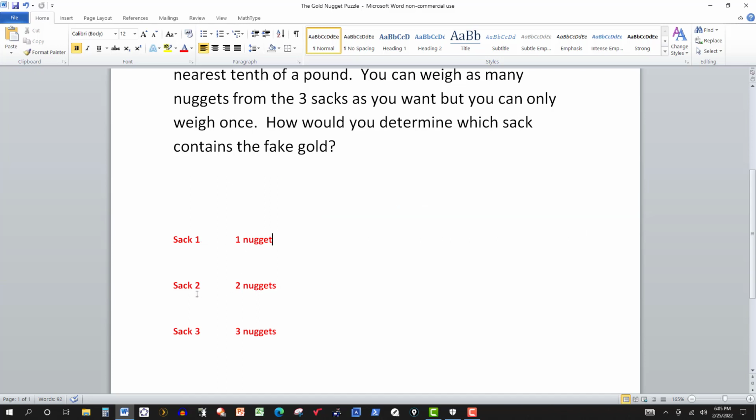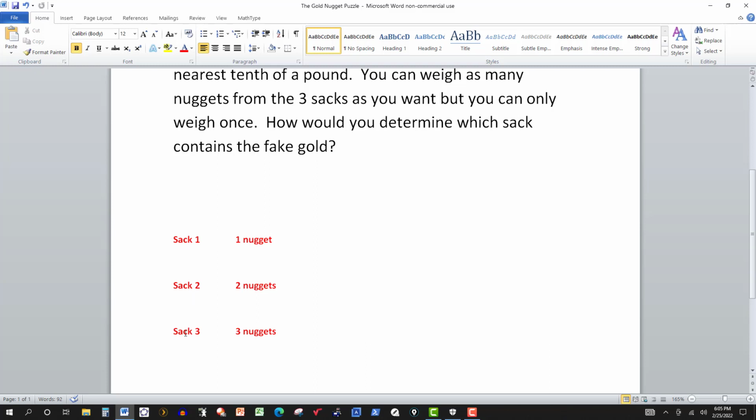Now, if it turned out that you weighed these and you got 6.2 pounds, since you took two nuggets from sack number two, you got 0.2 pounds left over, that would suggest that this bag contains nuggets that weigh 1.1 each, which would tell you that sack number two contains the fake gold.